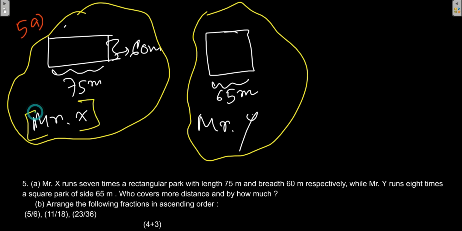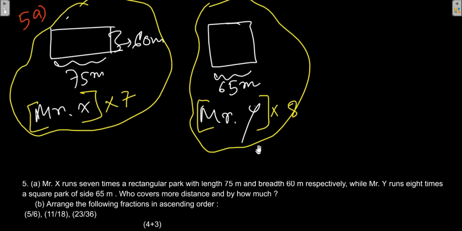But you need to remember one thing: in this park, Mr. X is actually running it 7 times. Times means multiplication. And Mr. Y is actually just moving around this square park 8 times. So you need to remember this data.